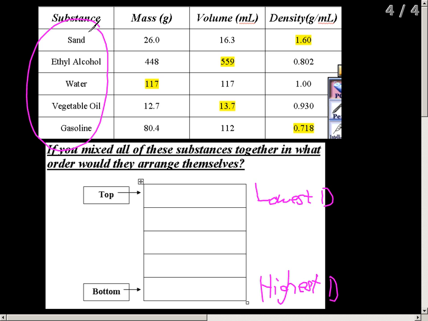So let's go from top to bottom. My lowest would be the gas. Then coming down, I would have my oil. Oh, sorry, I missed one, not oil. I'd have the alcohol, which is my next lowest. My next highest would be the oil. And then I would have my water and my sand. Remember, when you mix stuff together, they arrange with the highest density at the bottom and the lowest density at the top.